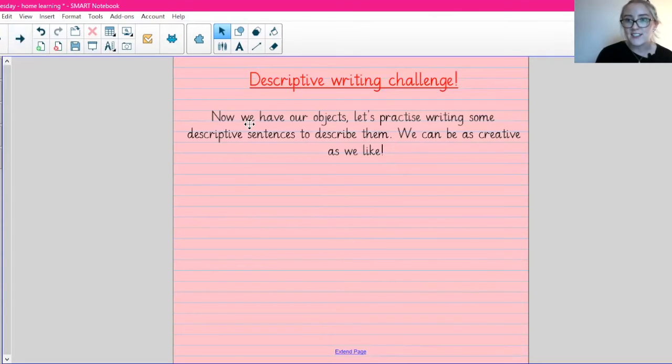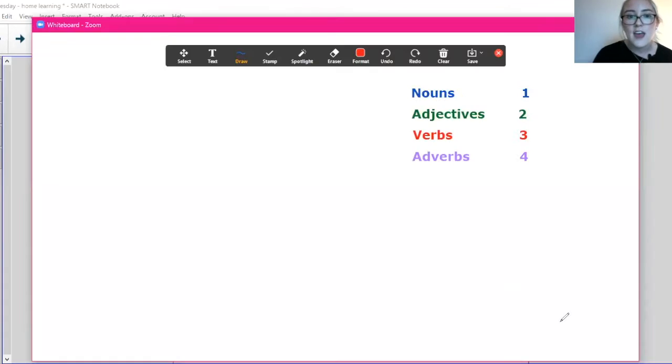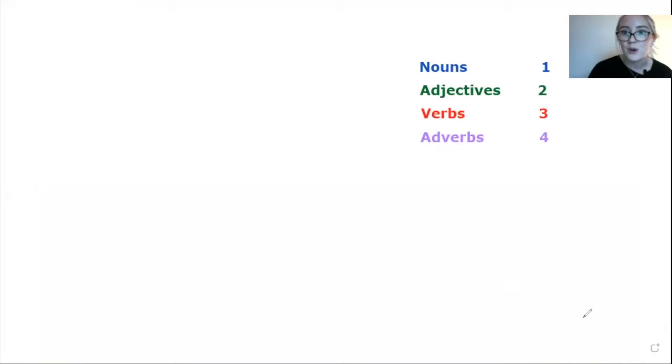Now we have our objects, let's practice writing some descriptive sentences to describe them. We can be as creative as we like. Today is just a practice, getting familiar with our descriptive writing, having a little recap of these word forms. So we're just going to have a bit of fun today, really. So I'm going to get up my whiteboard and we're going to first write some sentences about my objects. Then you're going to have a go by yourself at writing some sentences about your objects.